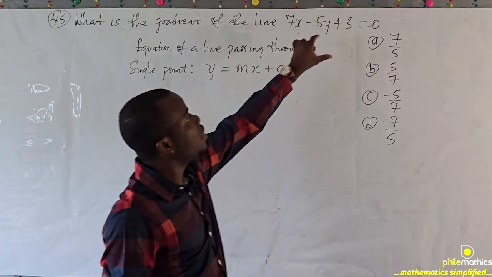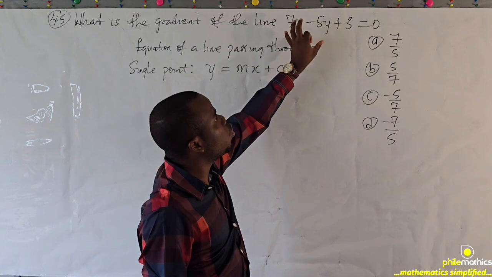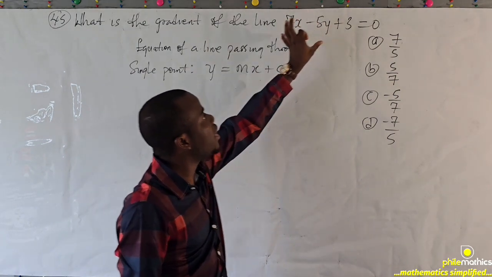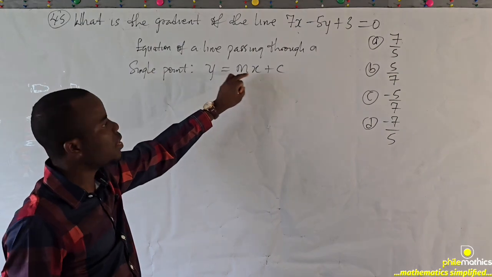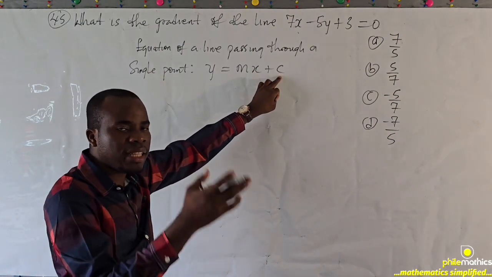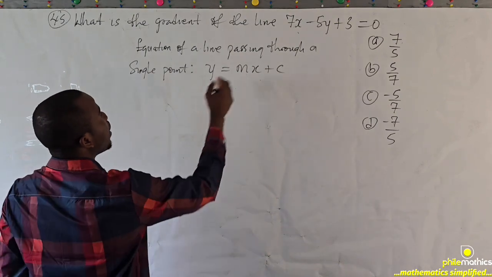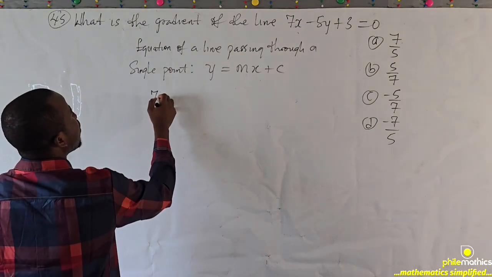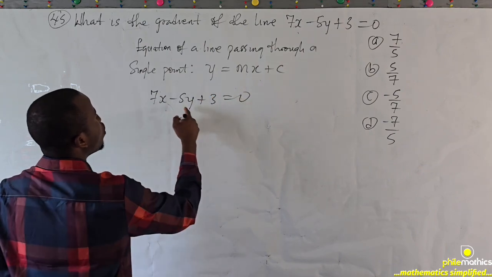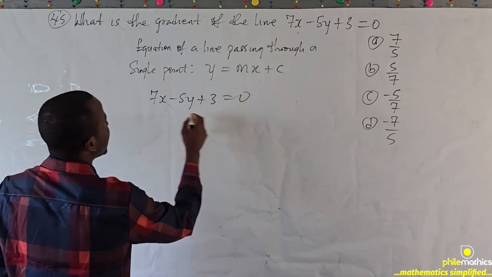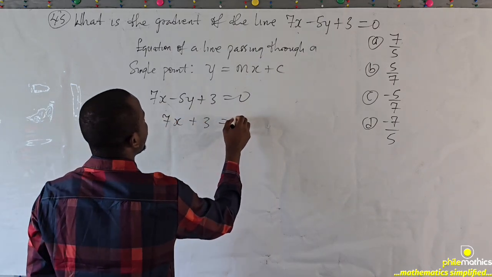And now we are given the equation to be this. What we simply do is to rewrite this in this format and find what m is. M is the gradient, c is the y-intercept. So if we rearrange, we'll have 7x minus 5y plus 3 equals 0. If I take this 5y to the right hand side, I'll have 7x plus 3 equals 5y.